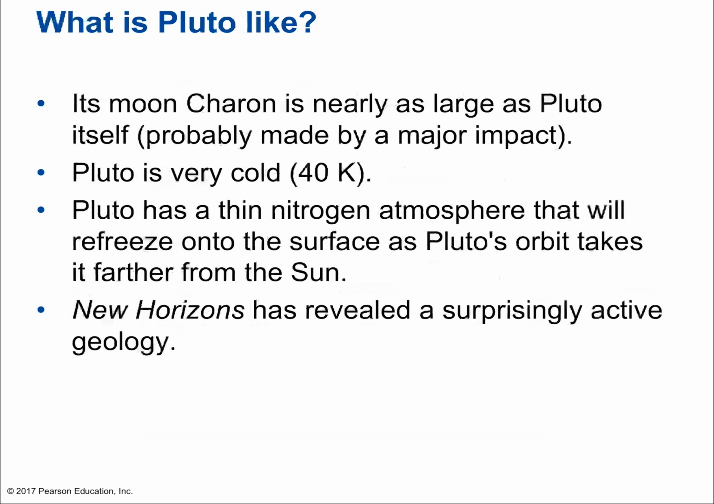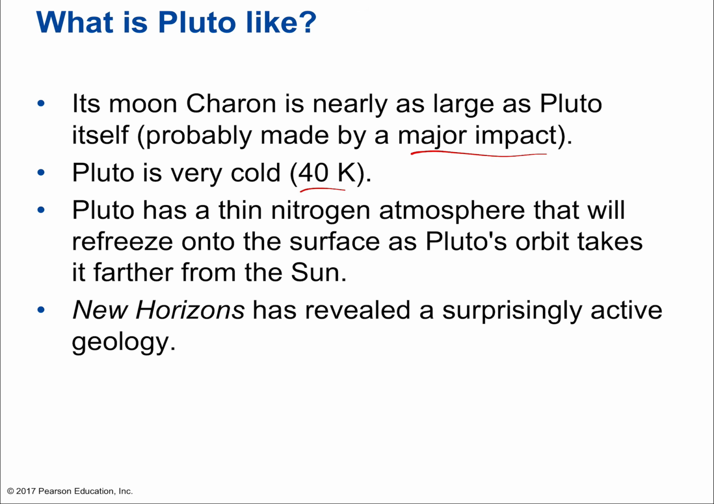Its moon Charon is nearly as large as Pluto. It was probably made by a major impact, kind of like our moon. Our moon was theorized to be made by a major impact. Pluto is very cold, 40 Kelvin. That is incredibly cold. Remember that 0 Kelvin is absolute zero, so 40 Kelvin is very cold. Pluto has a thin nitrogen atmosphere that will refreeze onto the surface of Pluto as Pluto's orbit takes it further from the sun. So it's almost like a comet, right? It has like a coma, an atmosphere that forms and then disappears throughout its very long Pluto year.